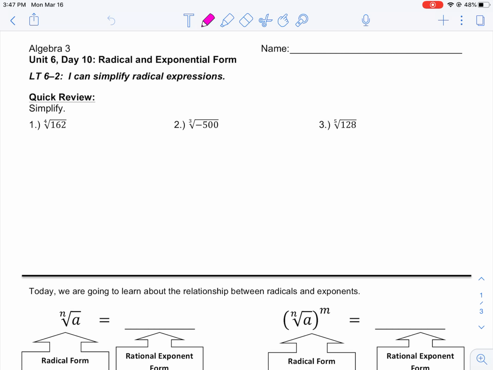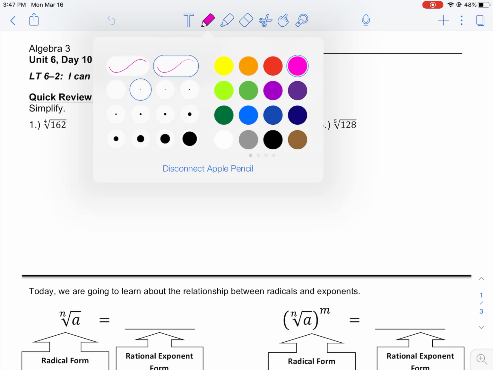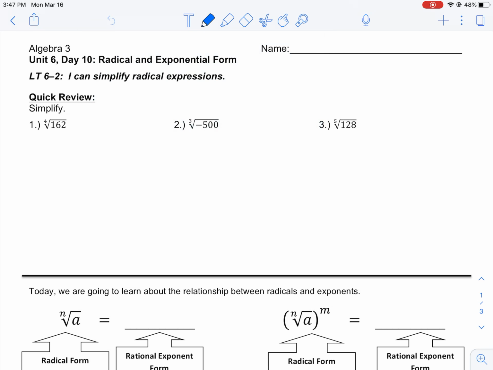So before I move on to the new material, I just wanted to clarify a couple things that I saw in the work that those of you that handed in the worksheet, like I said, you gave me some good insight. So just a quick review.